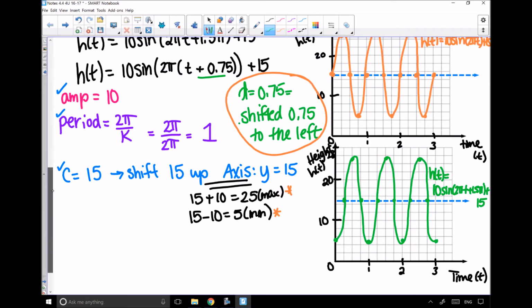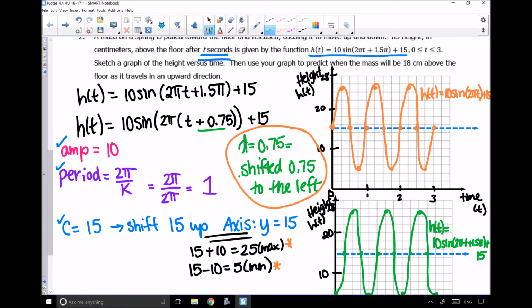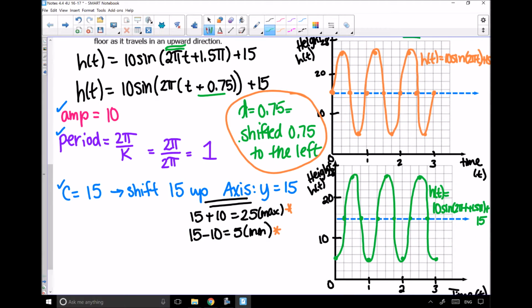Okay, so now the next question says, then use your graph to predict when the mass will be 18 centimeters above the floor as it travels in an upward direction. The h represents the height above the floor. The higher the height, the farther away it is from the floor, which means that it's traveling in an upward direction here. Then it starts to go back down. Then it starts to go back up, down, okay? And we want it to be at 18 centimeters above the ground.